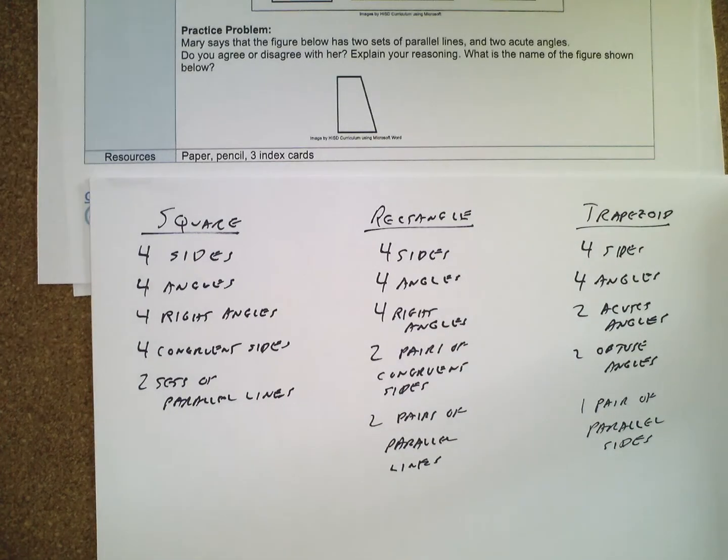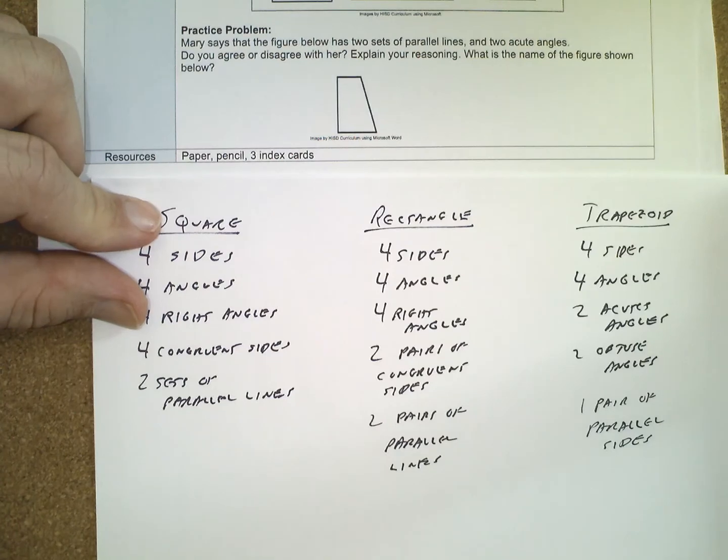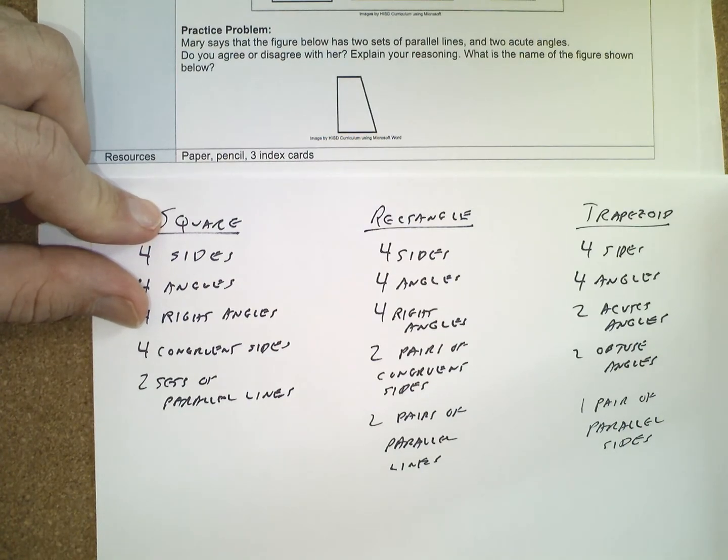Problema de práctica. Practice problem. Mary says the figure below has 2 sets of parallel lines and 2 acute angles. Do you agree or disagree with it? Explain your reasoning. What is the name of the figure shown below? Mari dice que la figura abajo tiene 2 pares de líneas paralelas y 2 ángulos agudos. ¿Está de acuerdo o no? Explica su pensamiento. ¿Cuál es el nombre de la figura abajo?